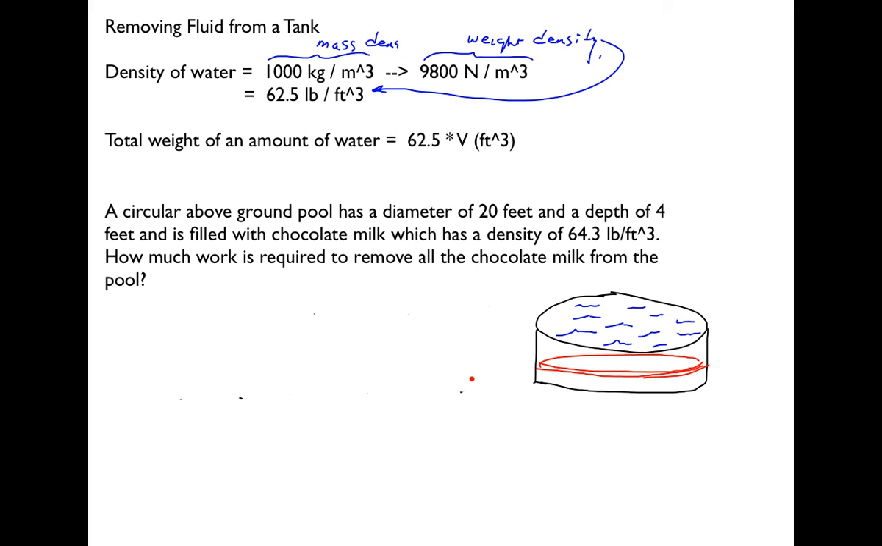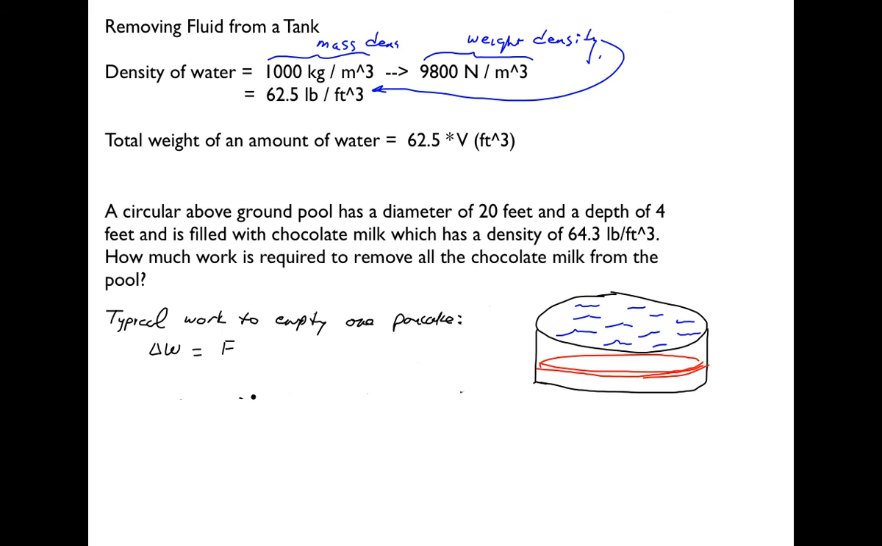So our little amount of work is going to be the typical work to empty one pancake or one layer. All right. And so, is it going to be F times delta D or just F times D?